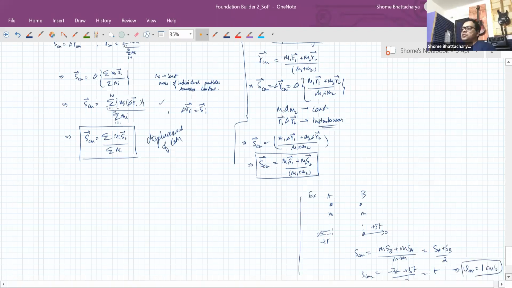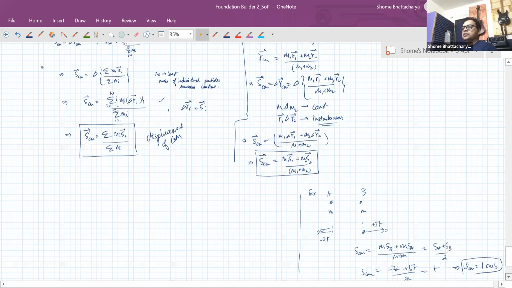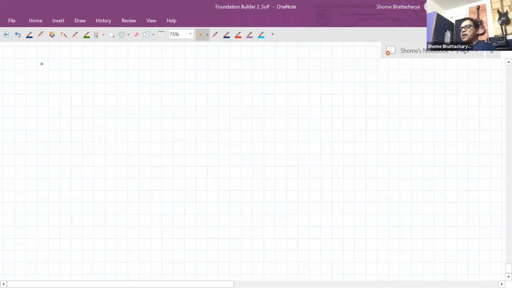Anyhow, now let's move on to the next thing in our derivation. So in kinematics, after displacement, the next parameter we define is velocity.